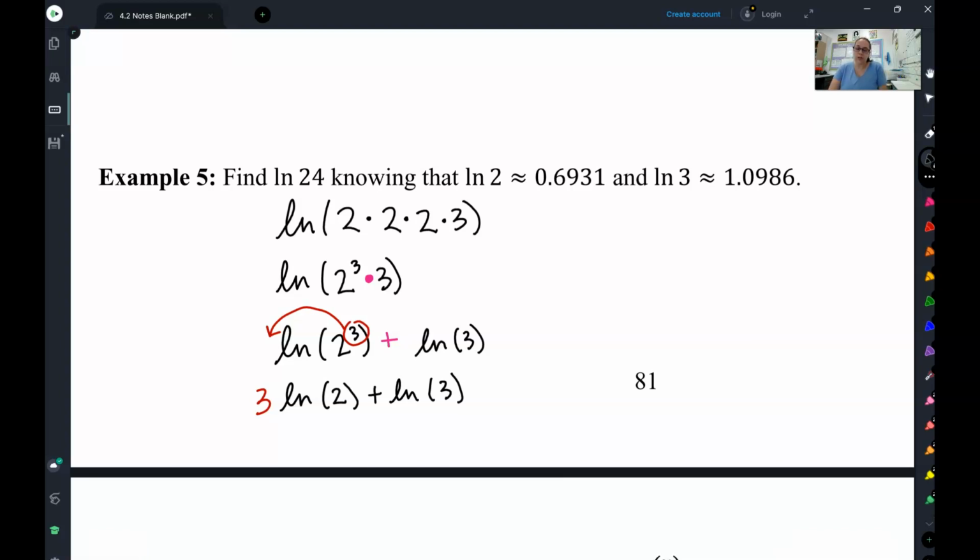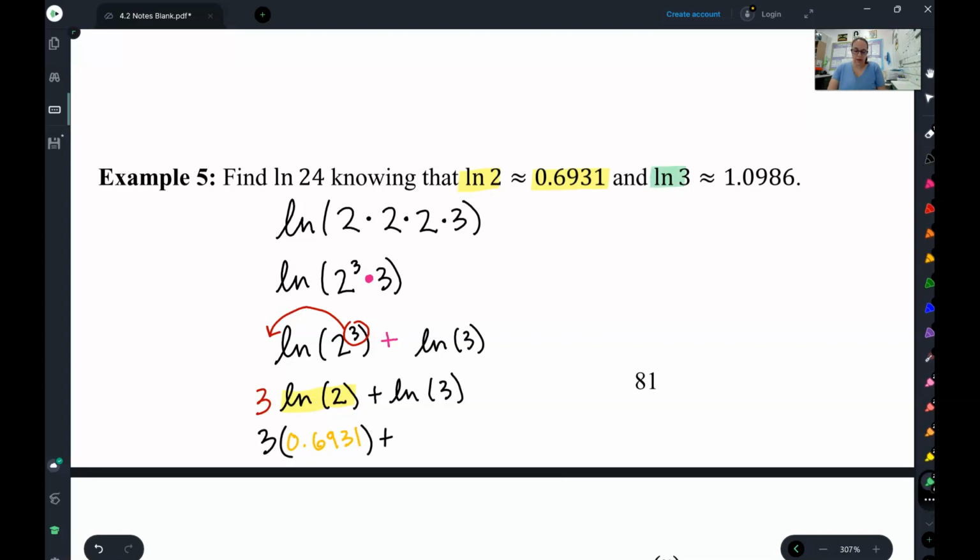Now I can start to use these. I know that ln of 2 is 0.6931. Here, let me use some different colors. So I'm going to replace ln of 2 with 0.6931. And I know that ln of 3 is 1.0986. So I'm going to change ln of 3 out to 1.0986.